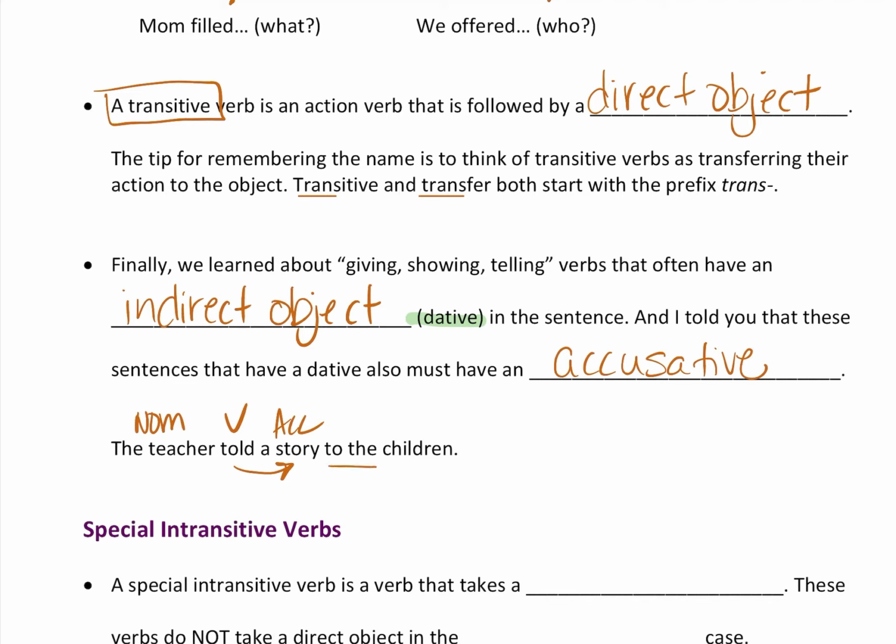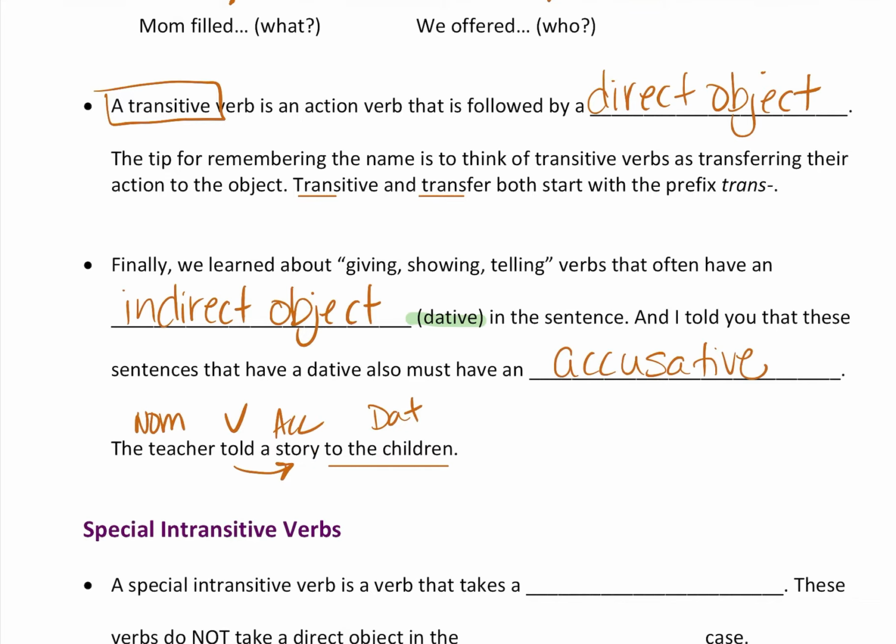We've got to the children. And this phrase, to the children, is in the dative. And I have to have an accusative because if I just took out the story, the teacher told to the children, that makes absolutely no sense at all. I have to have an accusative in order for it to make sense.